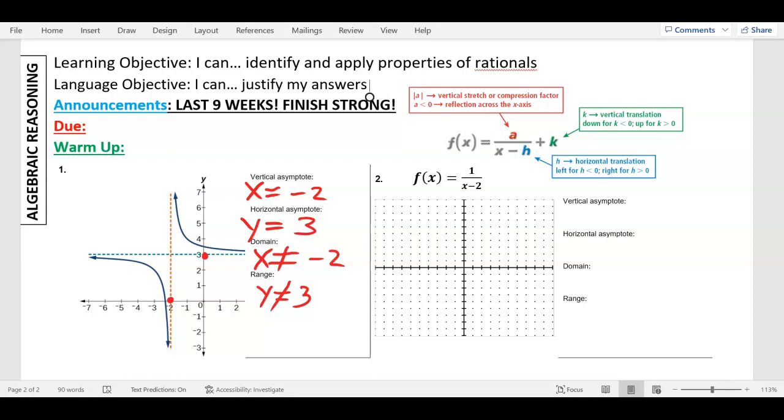Now, on your assignment today, the front side is a bunch of these. Could you locate the asymptote, write the equations, tell me the domain and range? Hopefully, okay? Now, the second part of the assignment today is going to be like number 2 here. Now, this one gives you an equation, and you're supposed to do something with it.